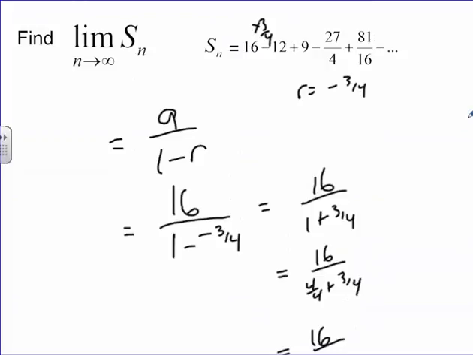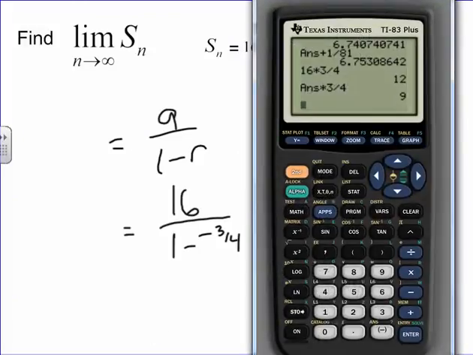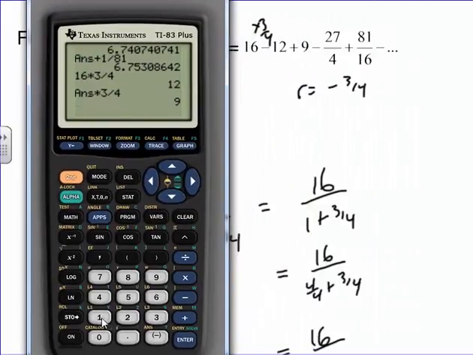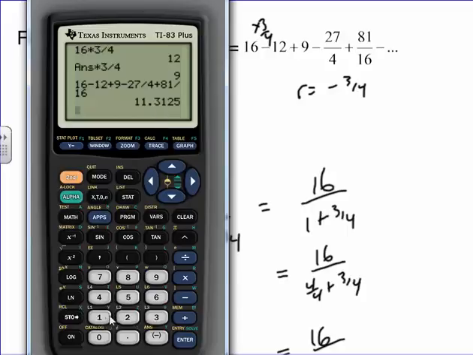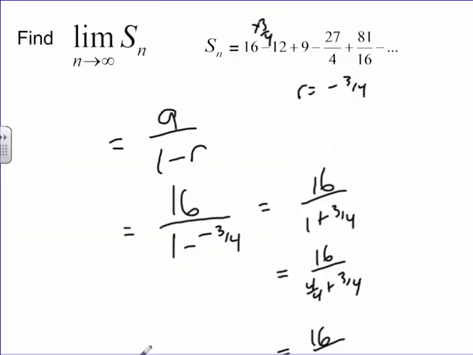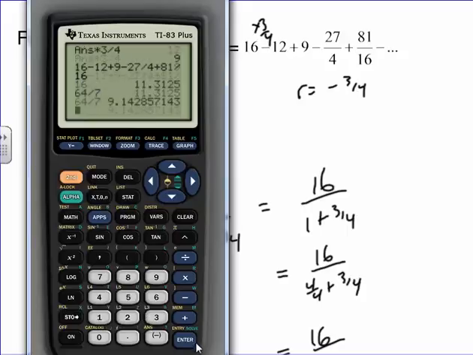You know how I was doing this example a little while ago on my calculator? Let's just try this. If I were to take 16 minus 12, add 9, minus 27 over 4, add 81 over 16. And if I were to keep this pattern going here, it gets close to that number there, which if you kept the pattern going, should hopefully be really close to 64 over, what was it again, 7? 64 over 7. As I keep going, hopefully it should limit closer and closer to that value there.